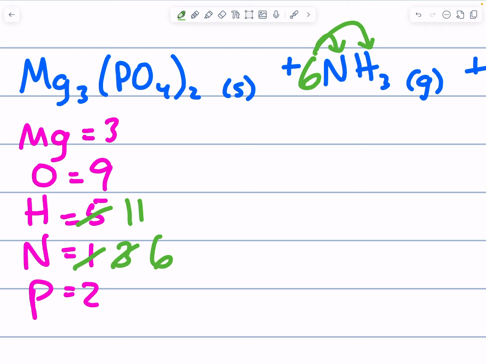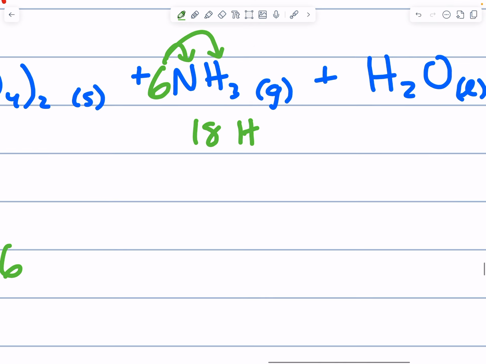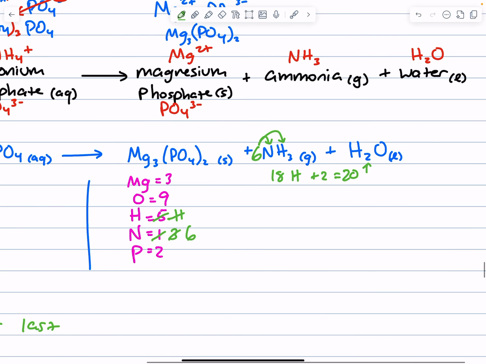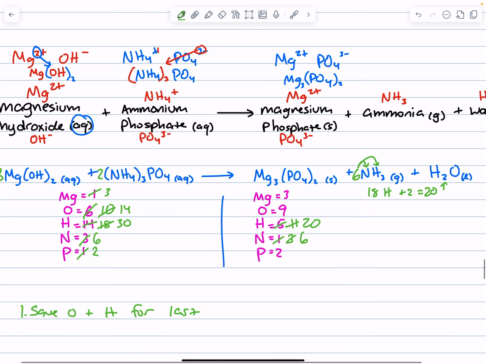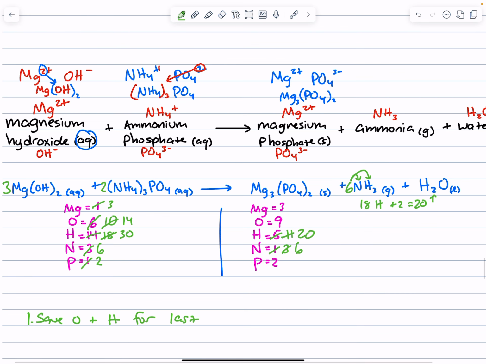6 times the 3 hydrogens. That gives me 18 hydrogens. Plus the 2 that are over here, which gives me a total of 20. So now I have 20 hydrogens and 6 nitrogens. Everything is balanced except for my hydrogens and my oxygens. So then I'm going to go from there. Which is convenient for us because my hydrogens and my oxygens are all in one compound. So if I balance them, it's not going to affect anyone else, which is what we want.